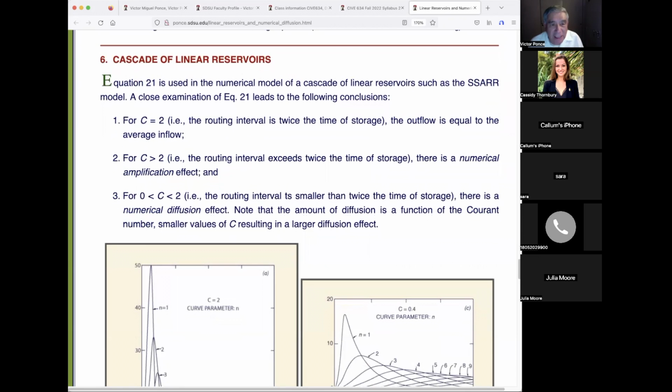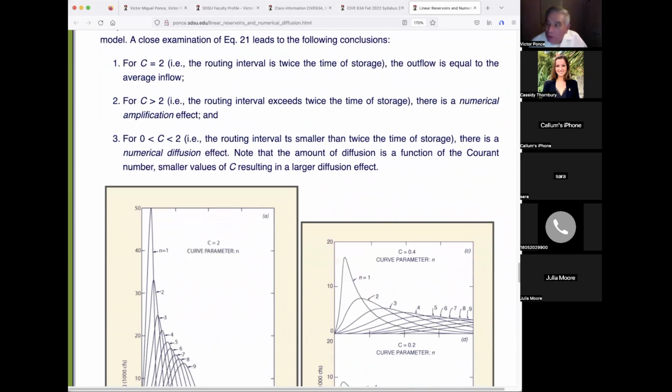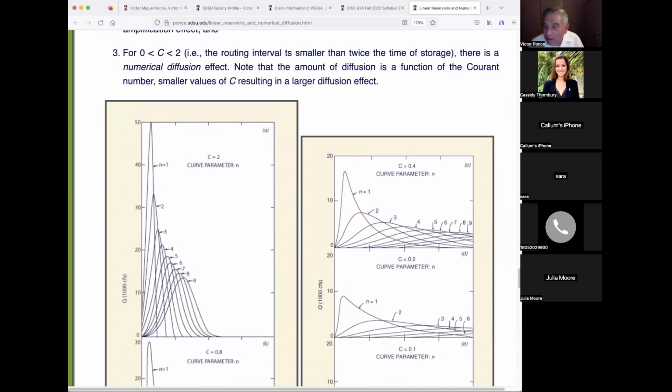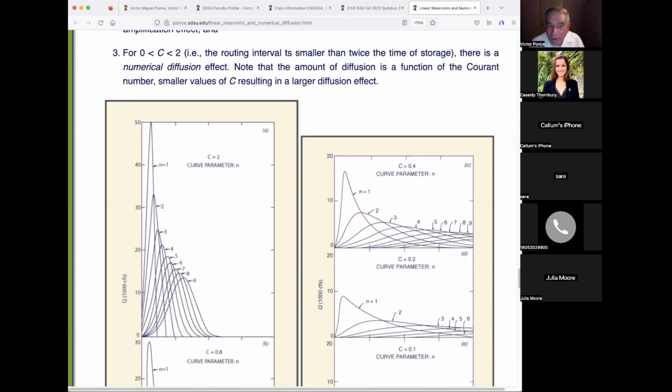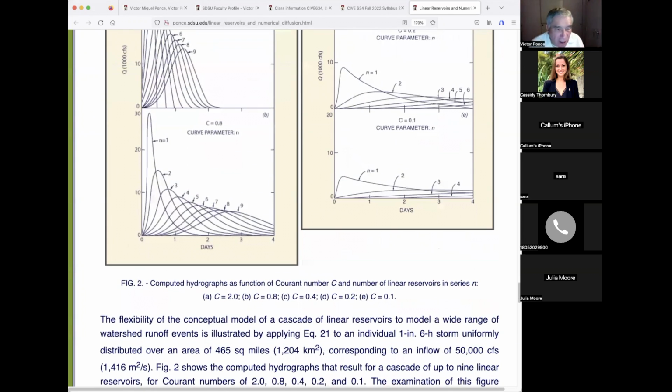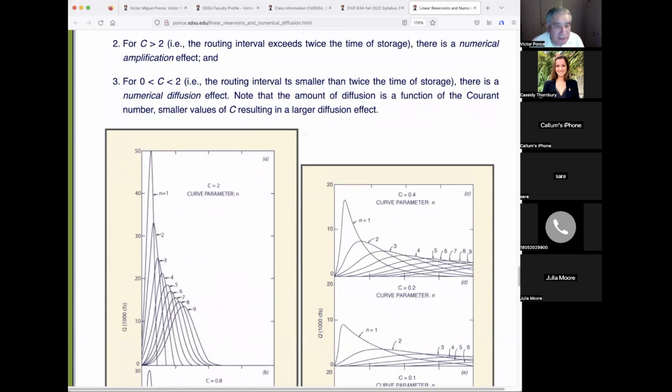Okay, cascade of linear reservoirs. So now we go into the cascade. Now we're going to route that Newton problem, exactly his original problem, the problem that he used to develop this stuff, with our parameters, not that Newton, so our parameters. We're changing this a little bit, making it hopefully easier. So now we're going to route the inflow, which is 50,000 CFS, I believe, for 6 hours.